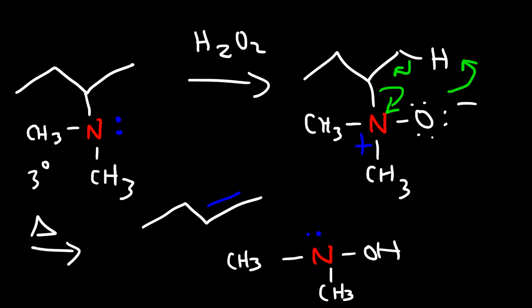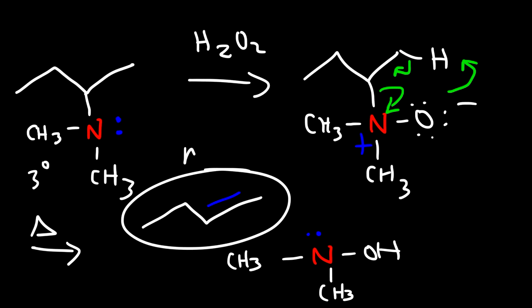So the end result is that we still get the Hofmann product over the Zaitsev product as the major product. So the Cope elimination and the Hofmann elimination have the same regiochemistry. They favor the less substituted alkene over the more substituted alkene.